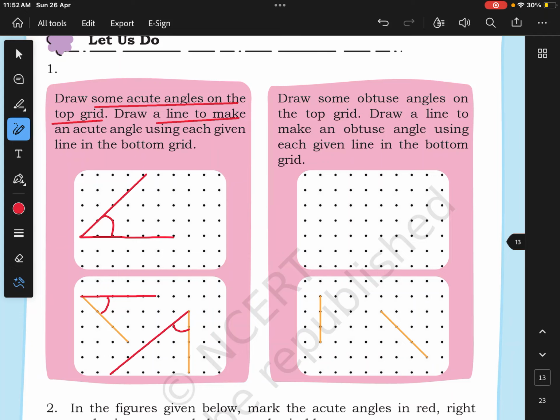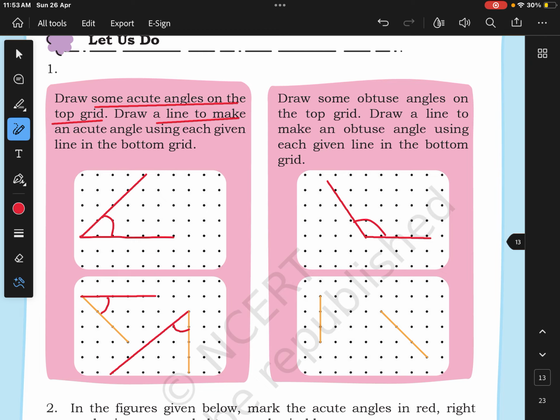Draw some obtuse angle on the top grid. Draw a line to make an obtuse angle using each given line in the bottom grid. Okay, so let's do this. Obtuse angle means what? It is more than 90 degrees, right? So we can do it like this. So this is an obtuse angle. And here we have to create an obtuse angle.